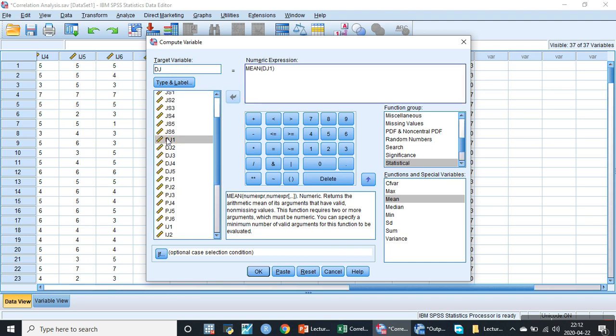Distributive justice 1, comma 2, comma distributive justice 3, comma dj4, comma dj5, and okay.